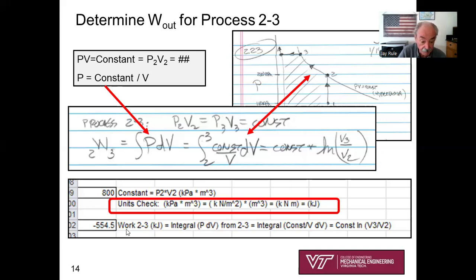Okay, so now back to numbers. The work from 2 to 3, integral of P dV, just like in my handwriting, is the constant times natural log of V3 over V2. Numerically, I've got negative 554.5 kilojoules. What's the units of the natural log of V3 over V2? Dimensionless. V3 over V2, dimensionless. The natural log of a number, dimensionless. So my units are kilojoules, same as the constant. Negative 554.5 for process 2 to 3. Hardest part of the problem.